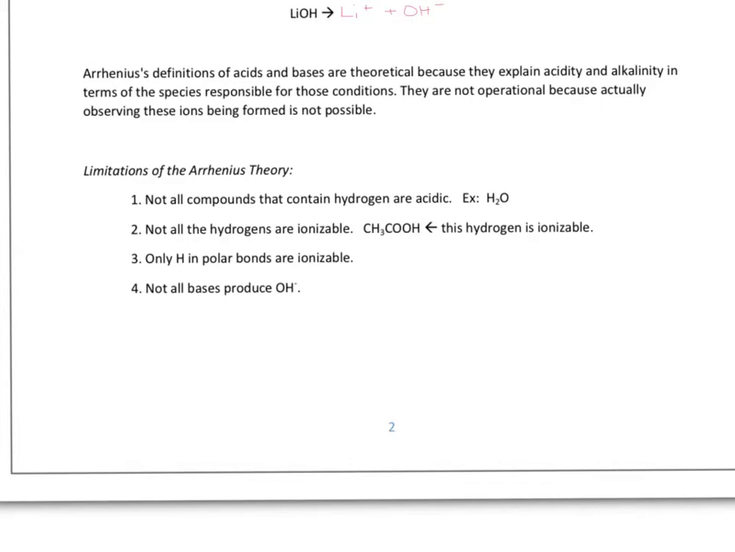The more famous limitation of the original Arrhenius theory is the fact that not all bases will produce hydroxide in actual life. The most popular example being ammonia, which is NH3. We know based on the observational definition of ammonia that it is a base. However, using the Arrhenius theory, we would not successfully predict that it is a base.